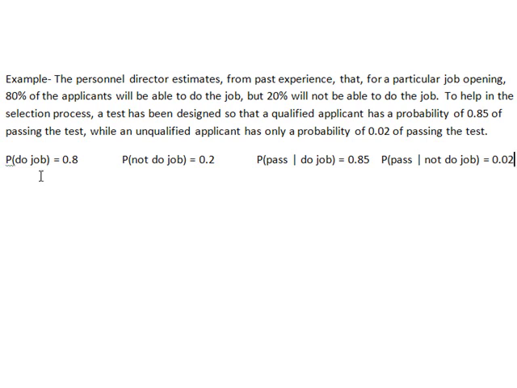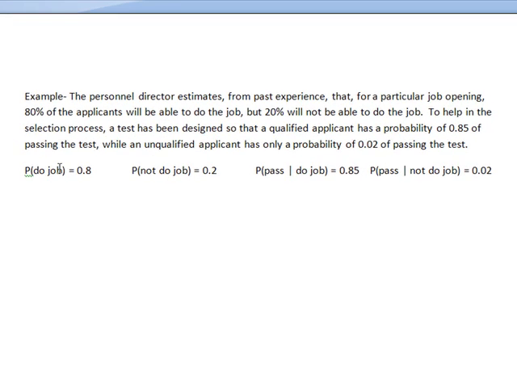Now, here's how I'm going to proceed. I see that I have this probability to do job, but then I also have this other one here that is passing the test given the do job. Same thing, I have not do job, and I have a probability that says passing given that you not do job. When I see these conditional probabilities, I think tree. As a matter of fact, I think of this as the first stage of the tree, and then the conditionals start to signal second or maybe third stages, depending how far we take this. But this tree will have two stages.